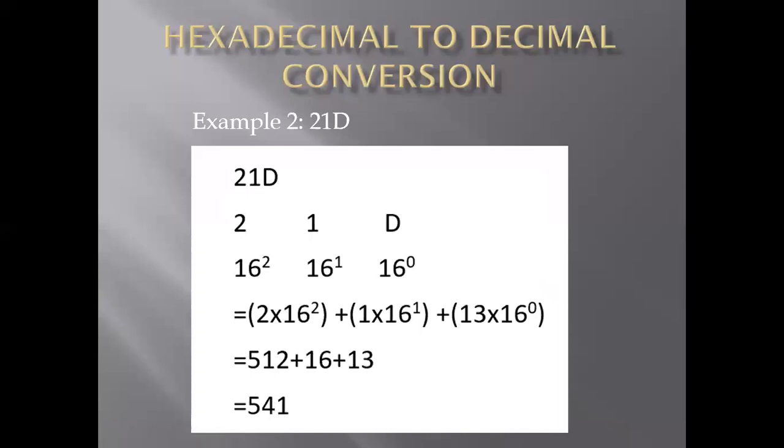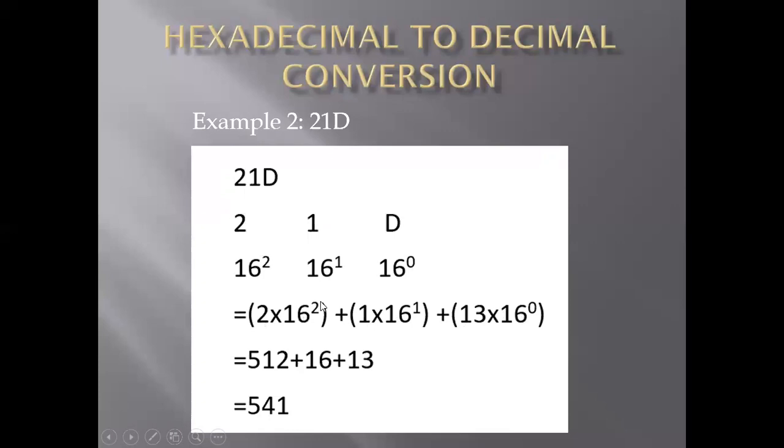Next example, 21D. First separate these digits: 2, 1 and D. Here, right to left, 16 raised to 0, 16 raised to 1 and 16 raised to 2. 2 multiply 16 raised to 2 plus 1 multiply 16 raised to 1 plus D. So hexa D, our decimal is 13. So 13 multiply 16 raised to 0.